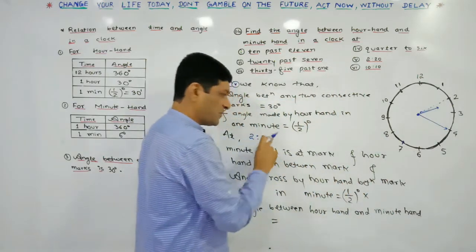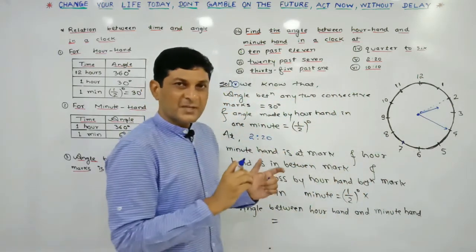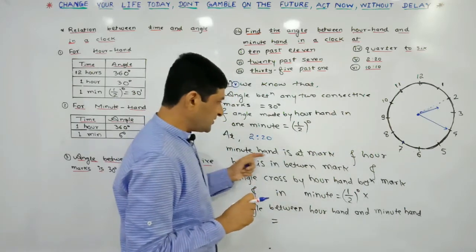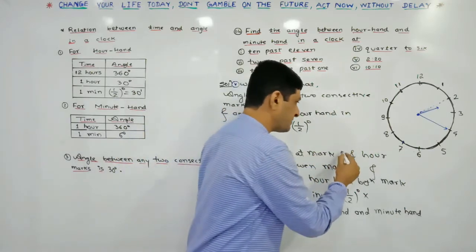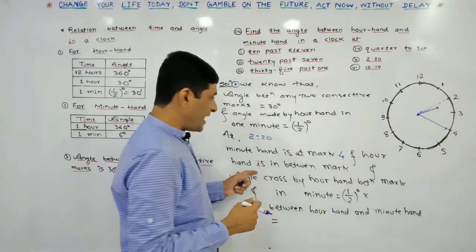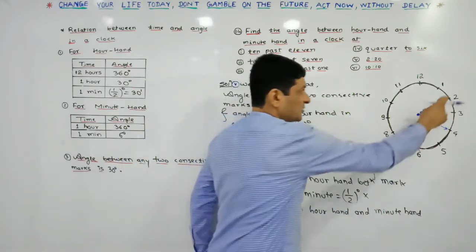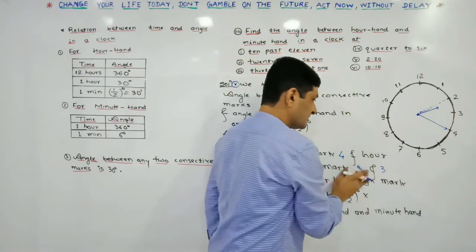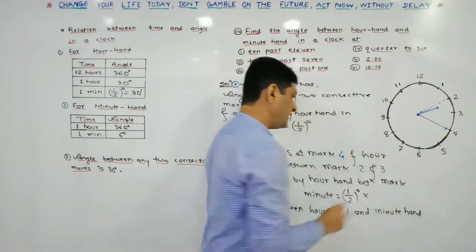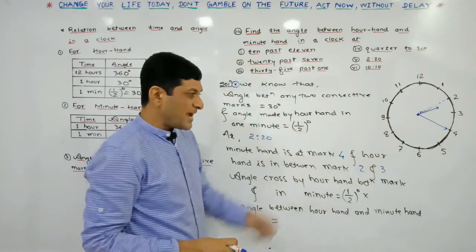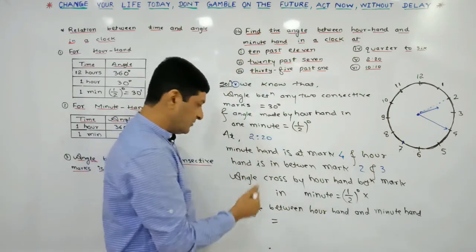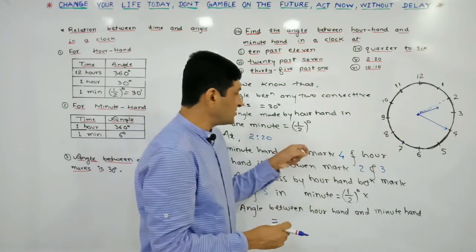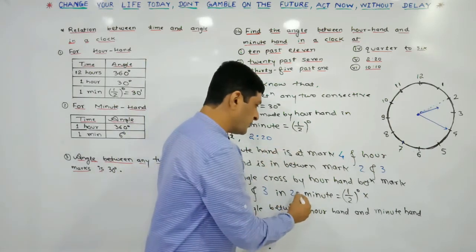In 20 minutes. First write down the positions which we have shown in this figure. The position of the minute hand is at mark 4. And our hour hand is in between which two marks? 2 and 3. So now the angle crossed by our hour hand in between 2 and 3 in 20 minutes will be equal to.